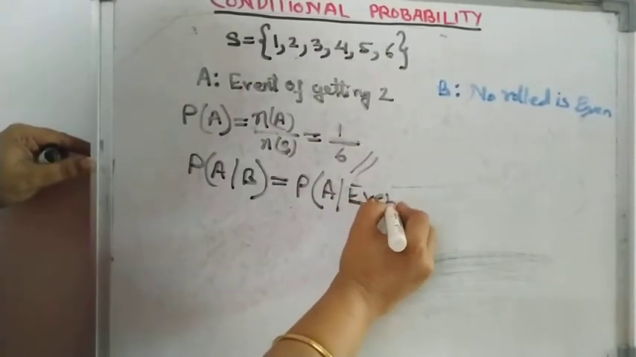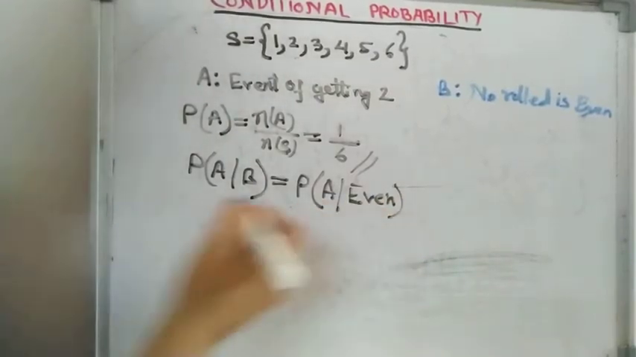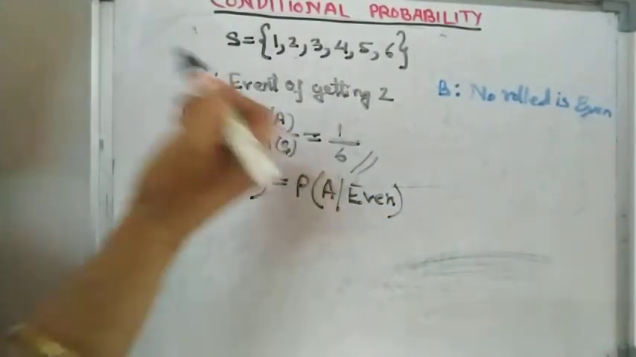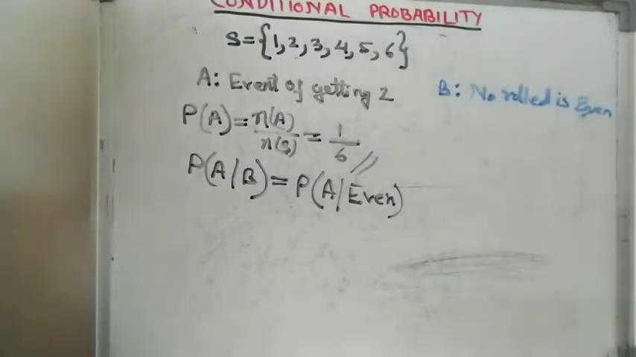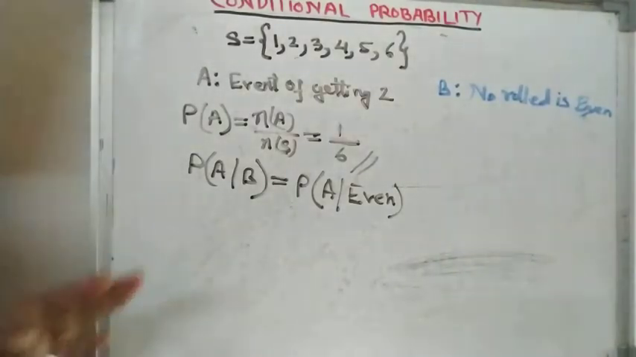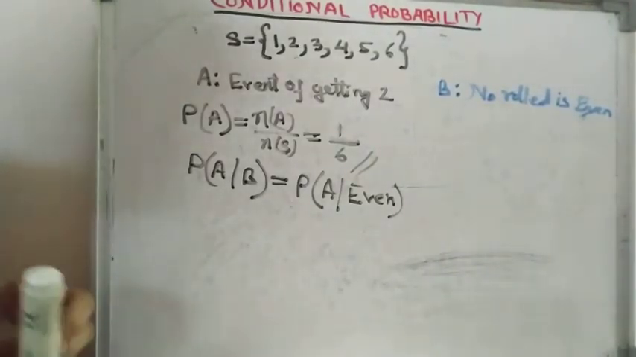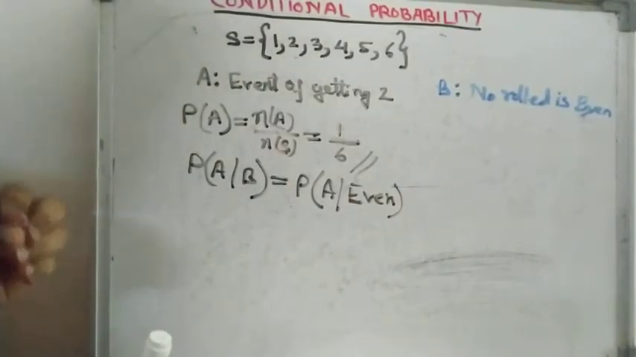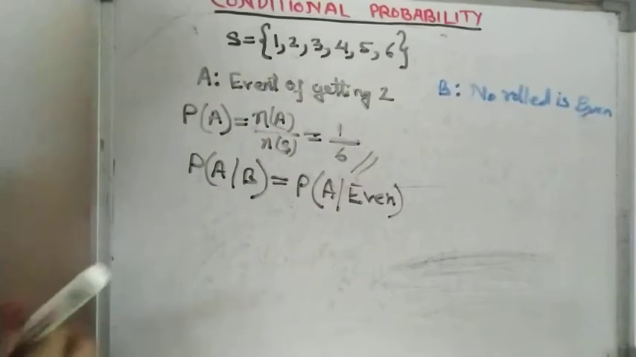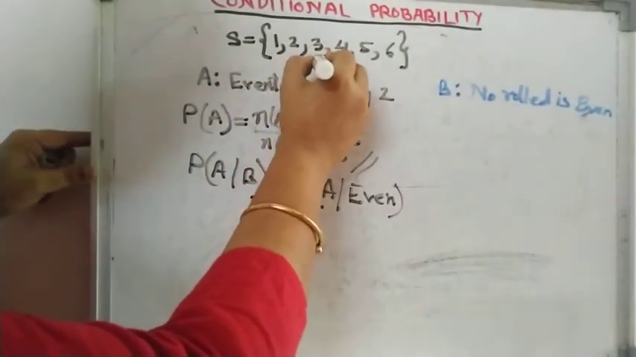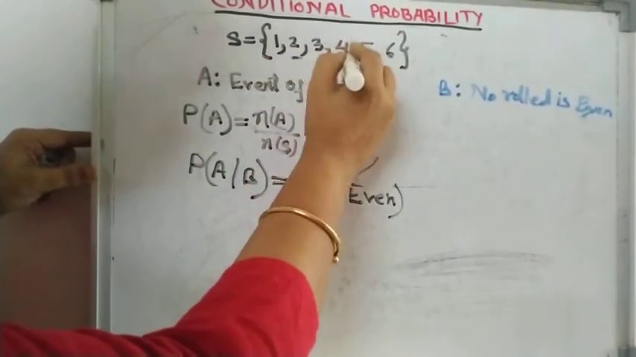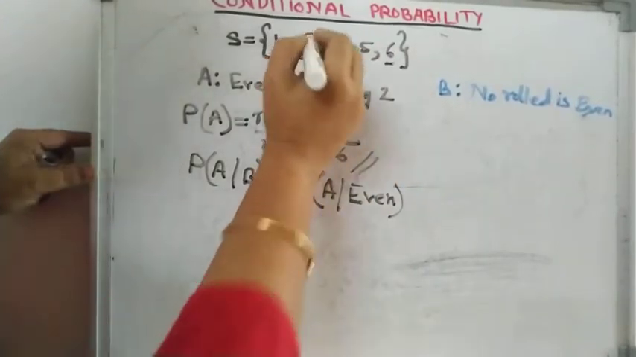That means it is an even number. This information is provided to us. Now we are asked to find the probability that the number is 2. It is given that the rolled number is even. What is the probability that it is 2? Because there are 3 even numbers, right? 2, 4 and 6. 3 numbers are there.